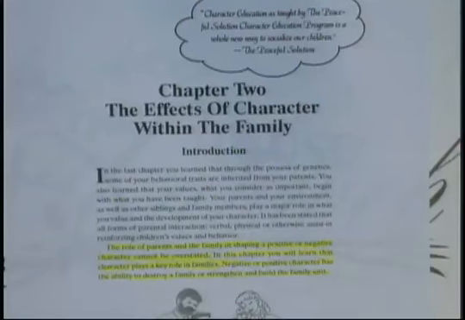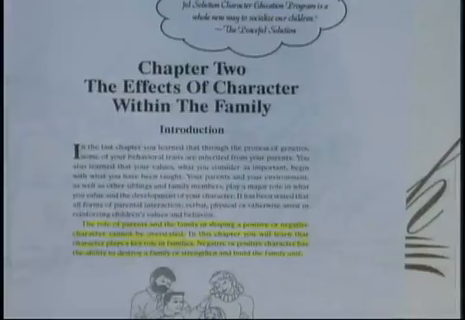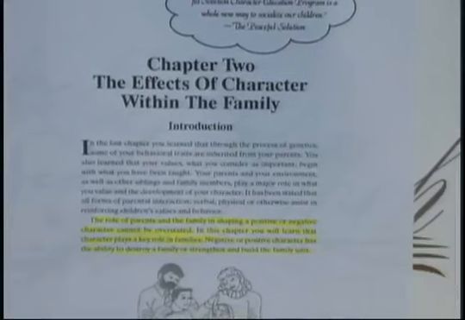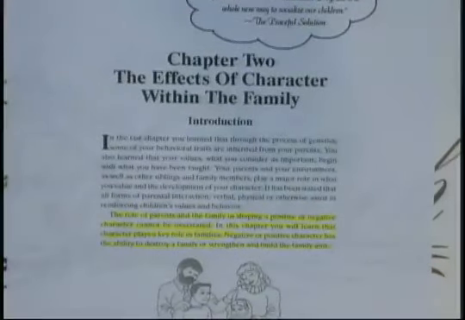So you're going to have this. So we're going to go back here. And in the middle of this page, on page 35 of the responsibility, we'll start with character unit, page 35. It says, the role of parents and the family in shaping a positive or negative character cannot be overstated. That means it's important, right? It cannot be overstated. And it talks about in this chapter, which we learned already, you will learn that character plays a key role in families. Negative or positive character has the ability to destroy or strengthen a family.